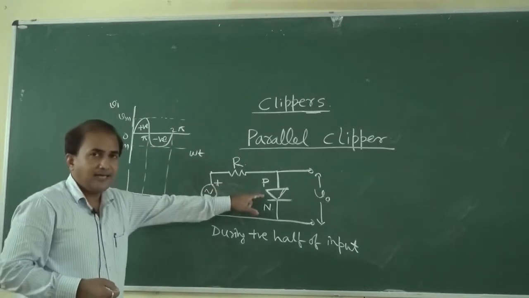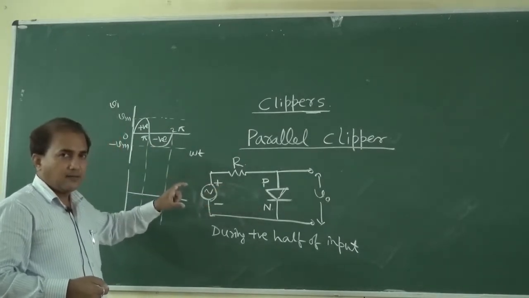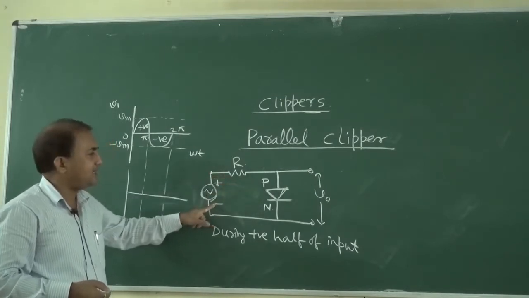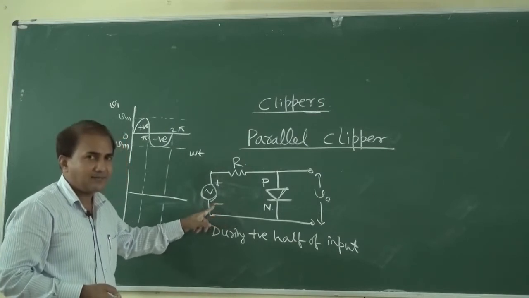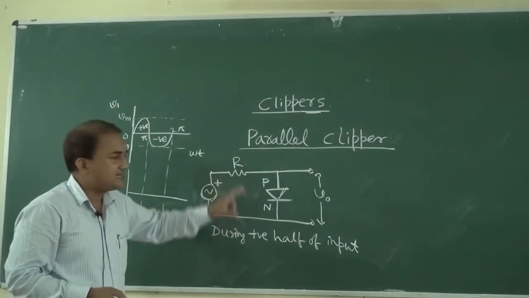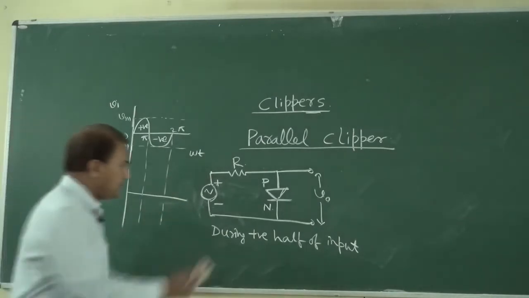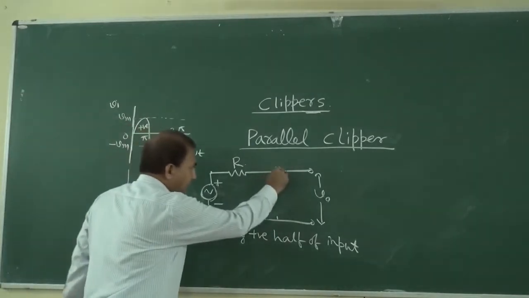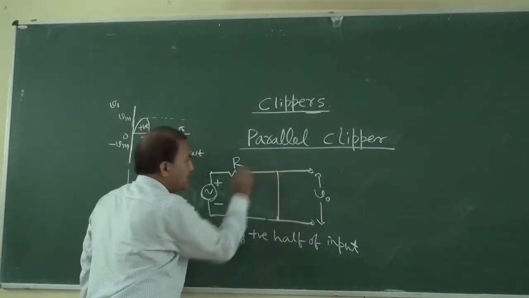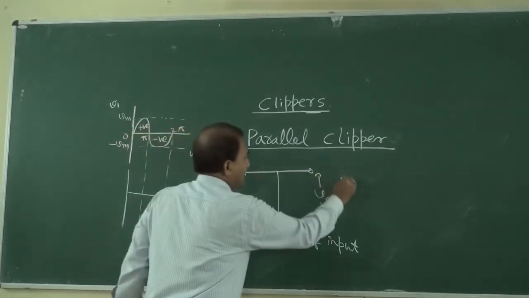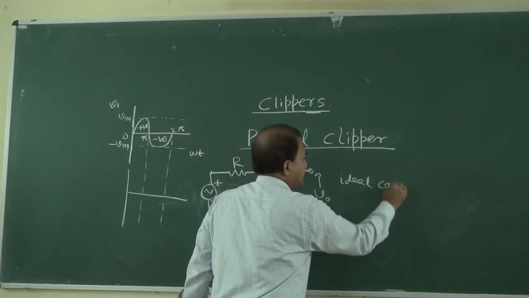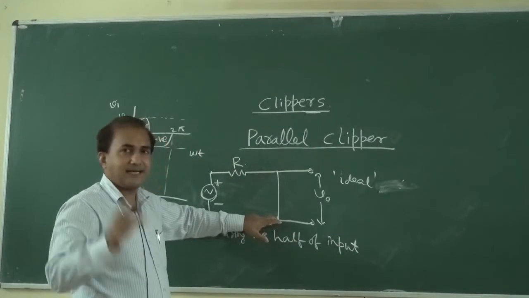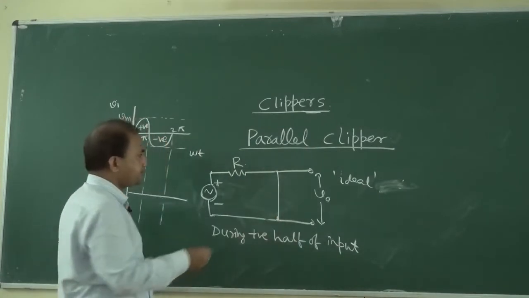So this diode is in forward bias condition because the positive terminal is connected to the P side and the negative terminal is connected to the N side. So this diode can be replaced with a short if the diode is ideal. If we are considering the diode as ideal, then we can replace the diode with a short.